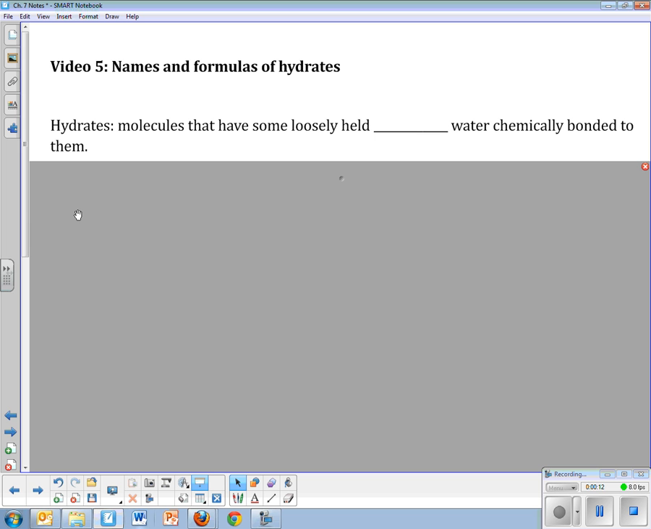So a hydrate is a molecule that has some loosely held water molecules that are chemically bonded to them. So we've got these water molecules loosely held to an ionic compound. That does not mean they are, like you'd think, in solution or dissolved in liquid water. It just means there are water molecules there. We have a lot of these in our back room where we keep our chemicals, and they are solids.